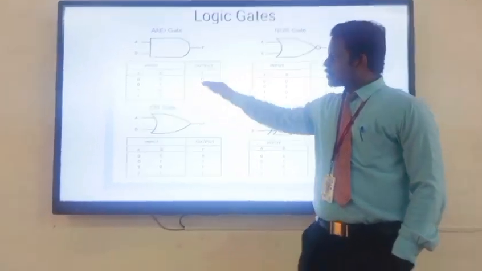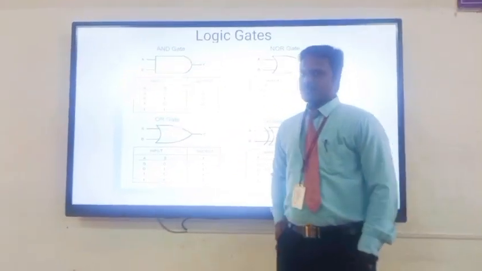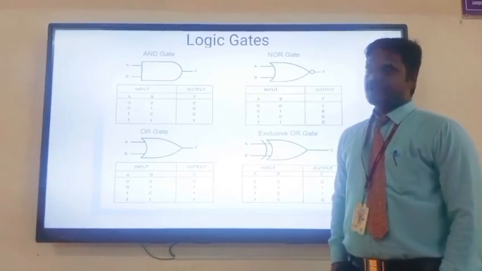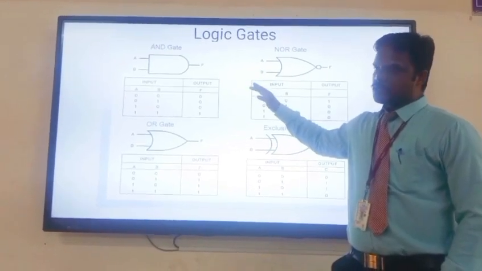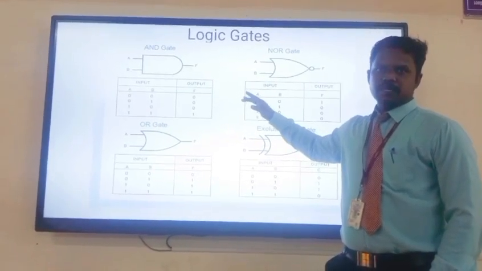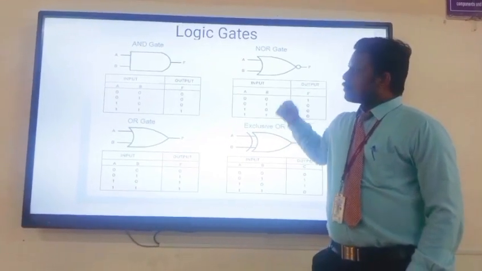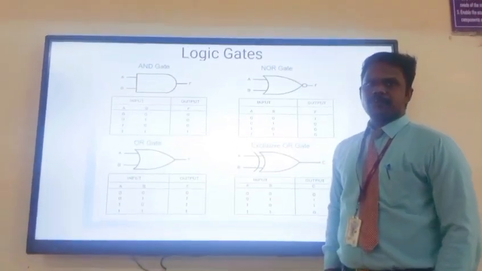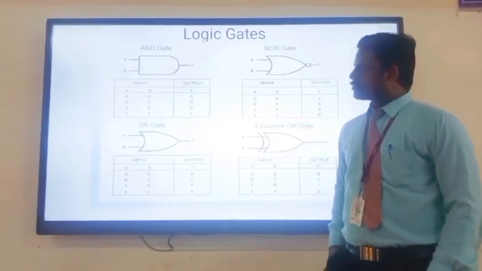If you consider the first combination, that is A equal to 0, B equal to 0, what will happen if you are using an AND gate? It is a gate which is responsible for doing the operation of logical AND, in the sense it performs logical multiplication.